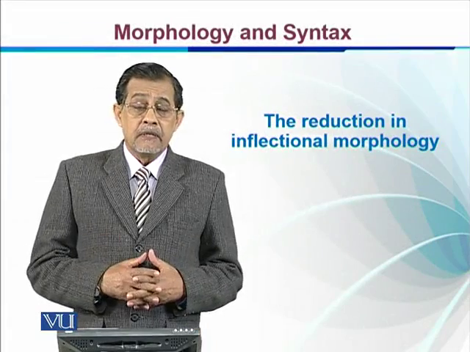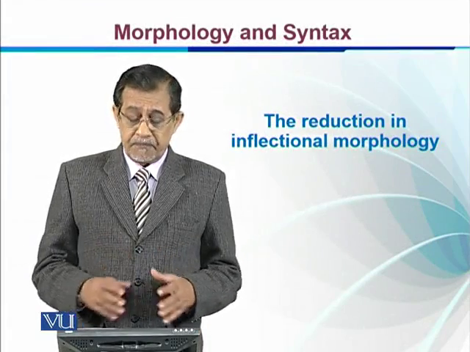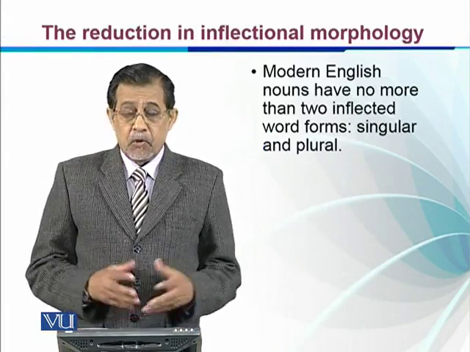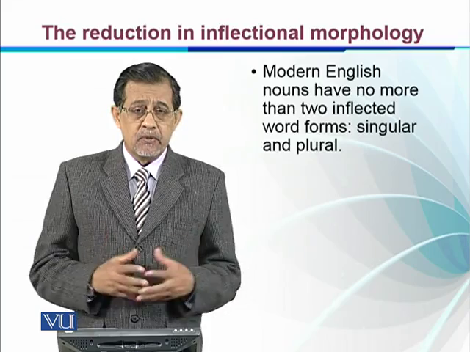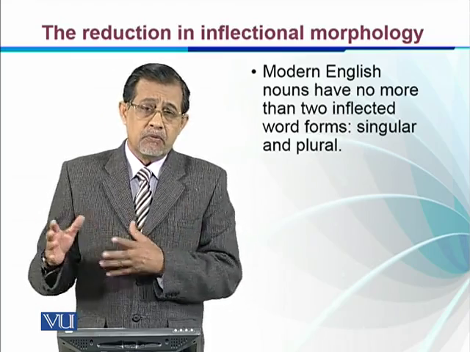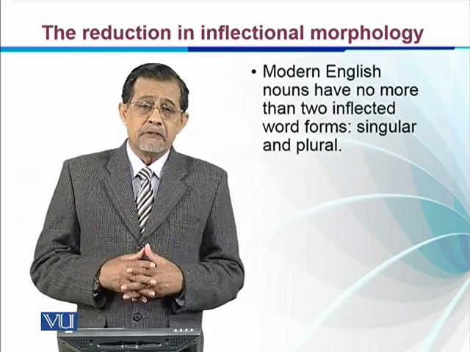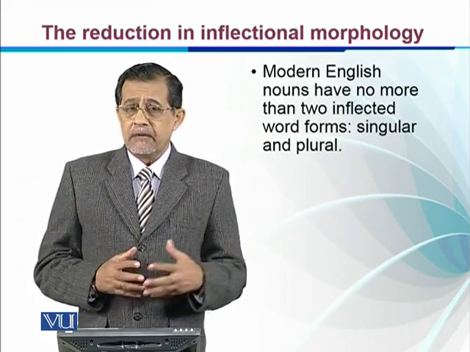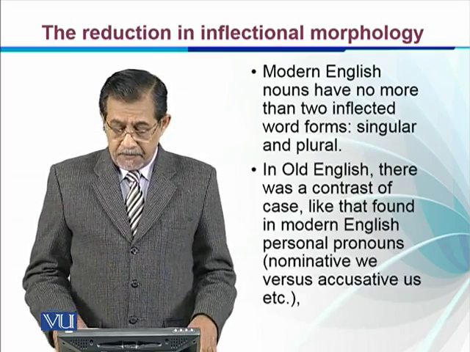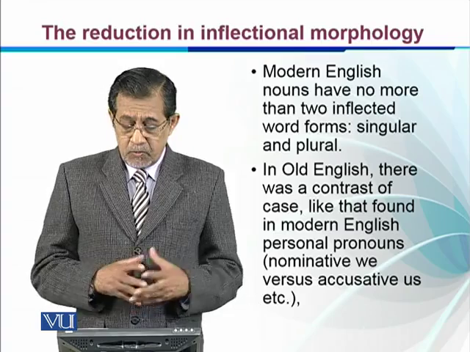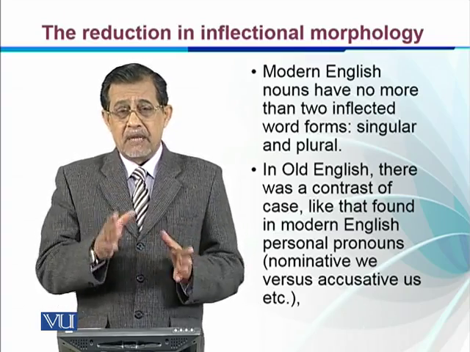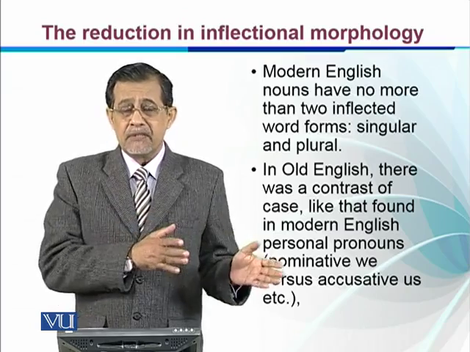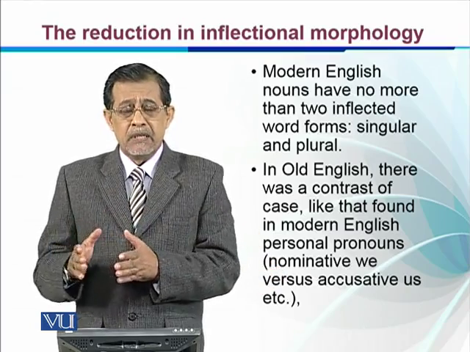The reduction in inflectional morphology. Modern English nouns have two forms, not more than two. But has the story been so even in its first stage of language development? In Old English, there was a contrast of case. I mean, a singular noun in a certain case and a plural noun in a certain case.